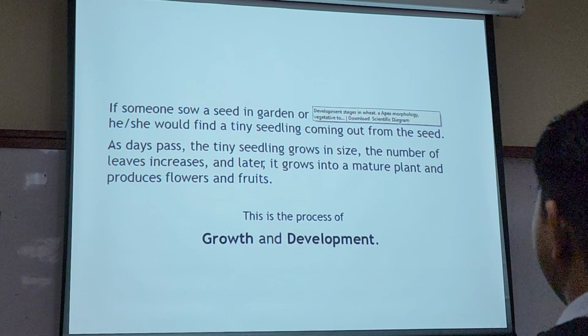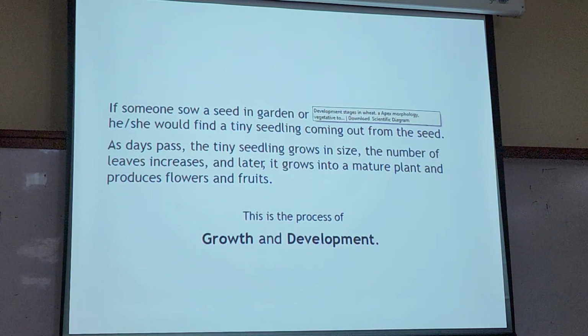Okay, so let's continue from the lesson from Monday. Growth and development. So, read that. It says, if someone sows a seed in a garden or in a pot, after a few days, he or she would find a tiny seedling coming out from the seeds. And as days pass, the tiny seedling grows in size, the number of leaves increases, and later it grows into a mature plant and produces flowers and fruits.